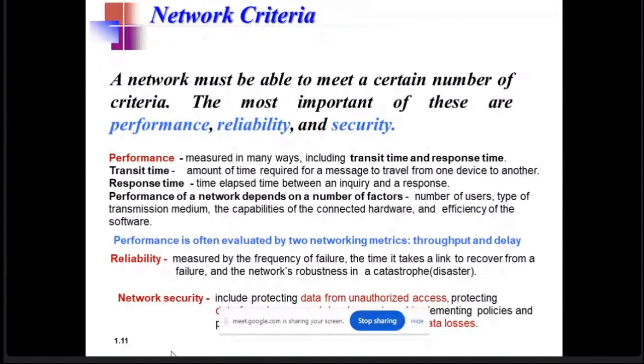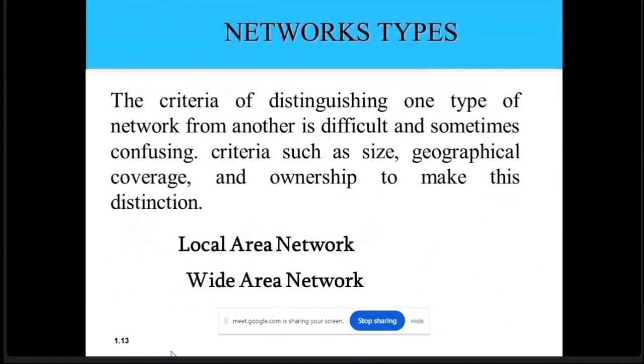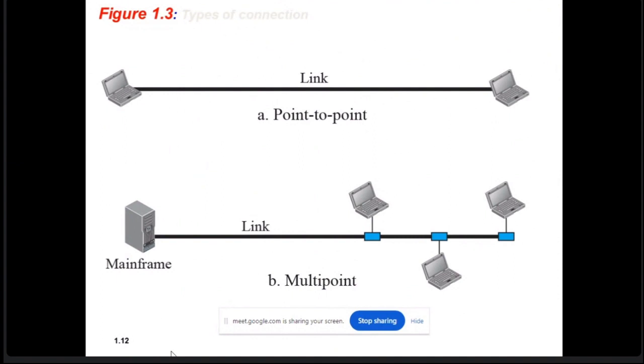Network criteria should meet three important parameters. One is performance, another is reliability, and another one is security. We may conclude with this topic. Next, we go with types of connection network types within 2 minutes.